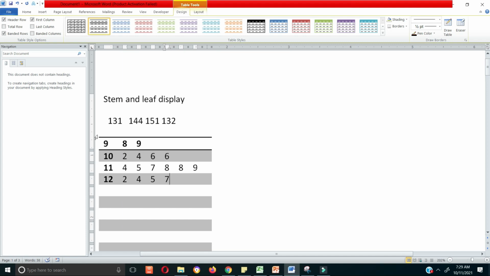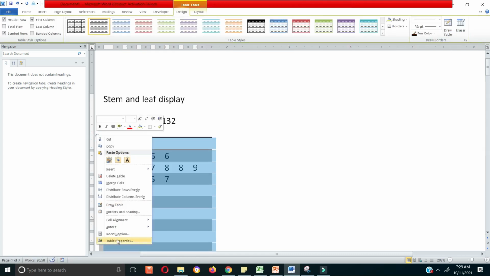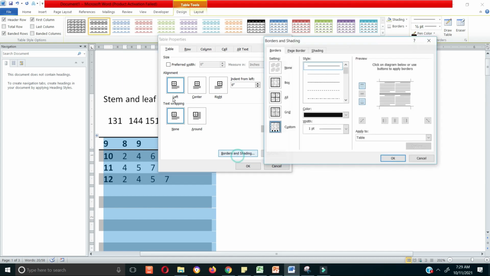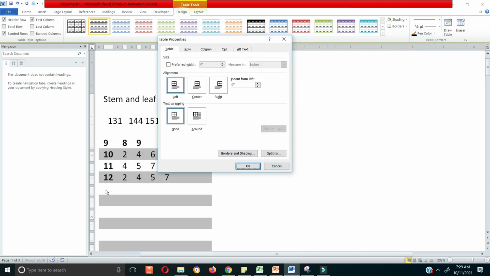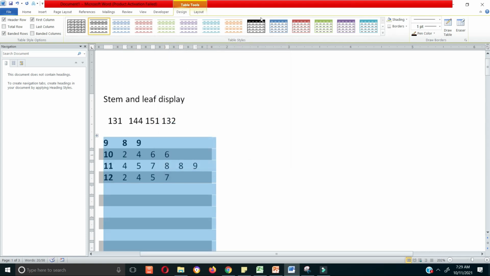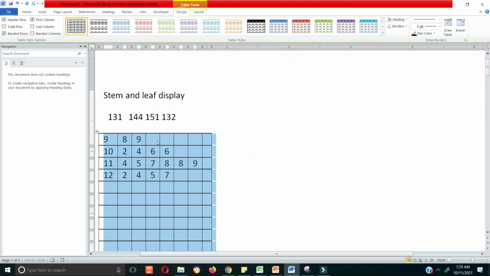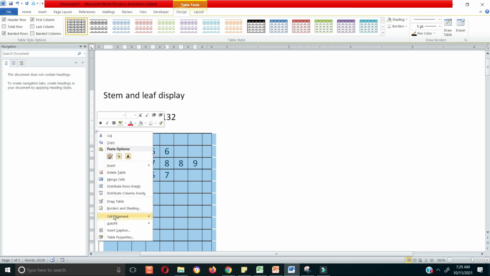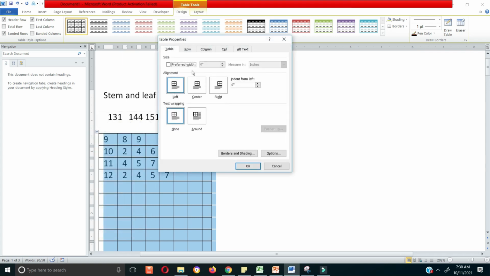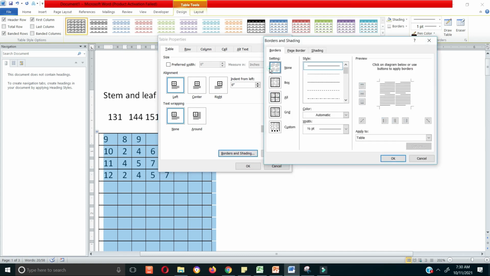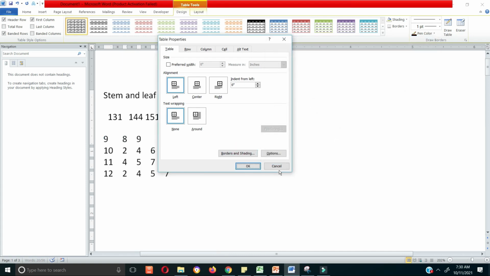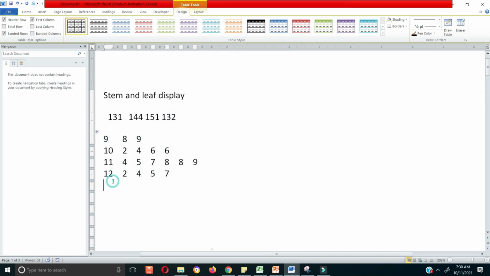So I don't need this. I don't really need the borders and the formatting. And then, so you don't really need all the things I'm doing. I'm just doing them because I'm doing this in a Word document. But typically you're going to do this by hand.